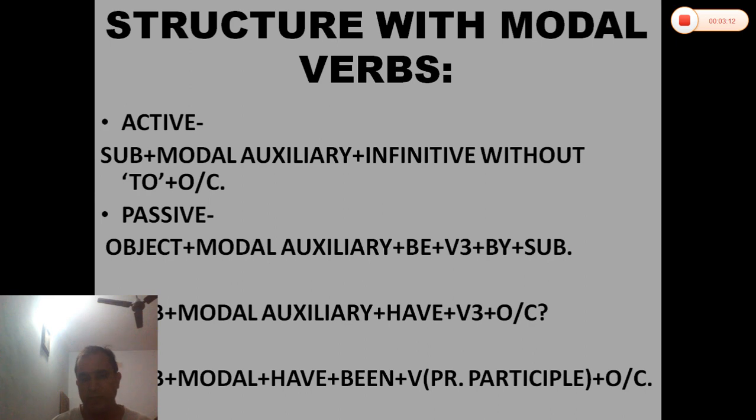Subject plus modal auxiliary plus have and verb third form plus object complement, and subject plus modal plus have plus been plus verb present participle, the verb ing form, plus object complement. So these are some structures that you need to be very careful about while using modals in your sentences.